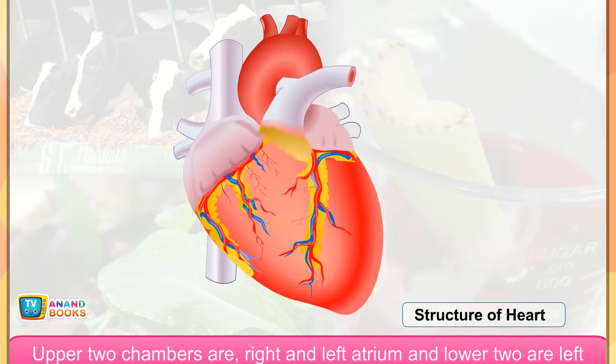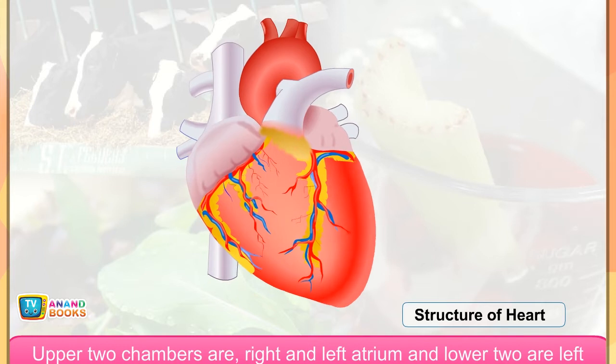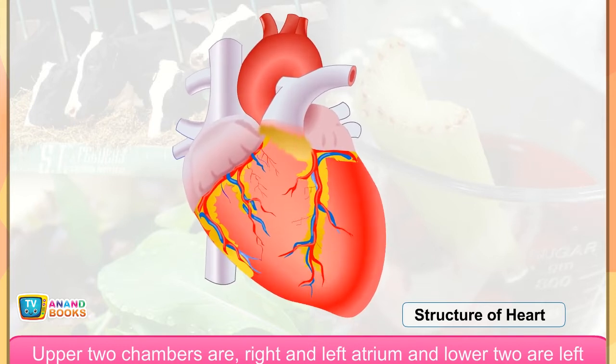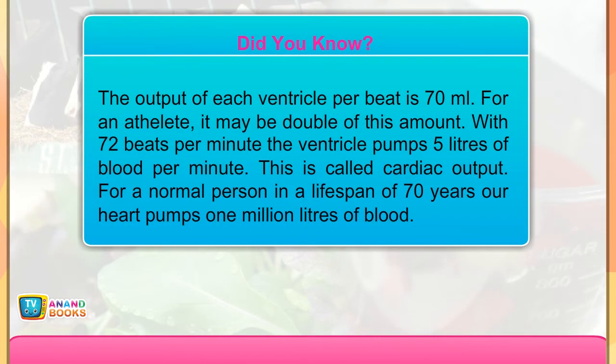Upper 2 chambers are right and left atrium, and lower 2 are left ventricle and right ventricle. Did you know the output of each ventricle per beat is 70 ml? For an athlete, it may be double this amount. With 72 beats per minute, the ventricle pumps 5 liters of blood per minute. This is called cardiac output.